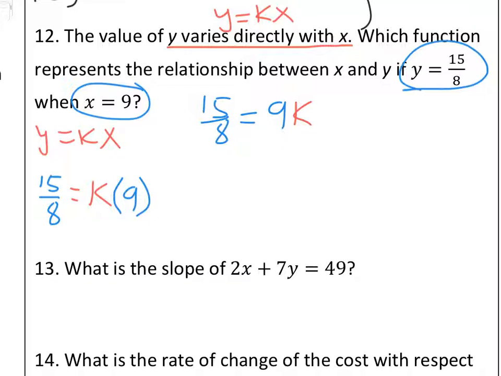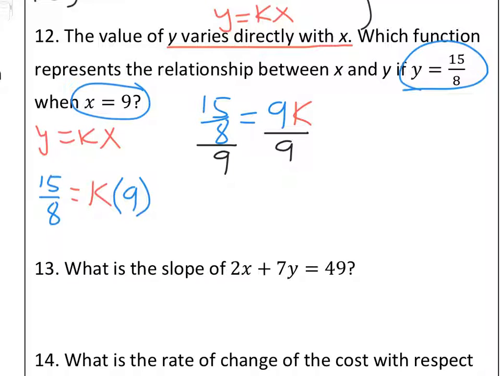Okay, because 9 times k. And once we solve for that k, we'll be able to write our final answer. All right, so when you want to solve for k, there is actually just one step here. We want to divide by 9 on both sides. Divide by 9. And you could easily do this on the calculator.